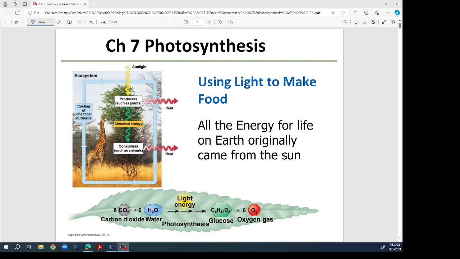So chapter 7 picks up where chapter 6 left off. In chapter 6, we did cellular respiration. Photosynthesis is the reverse of that. And so we're going to talk lots about eukaryotic cells, but this time mostly about plant cells.